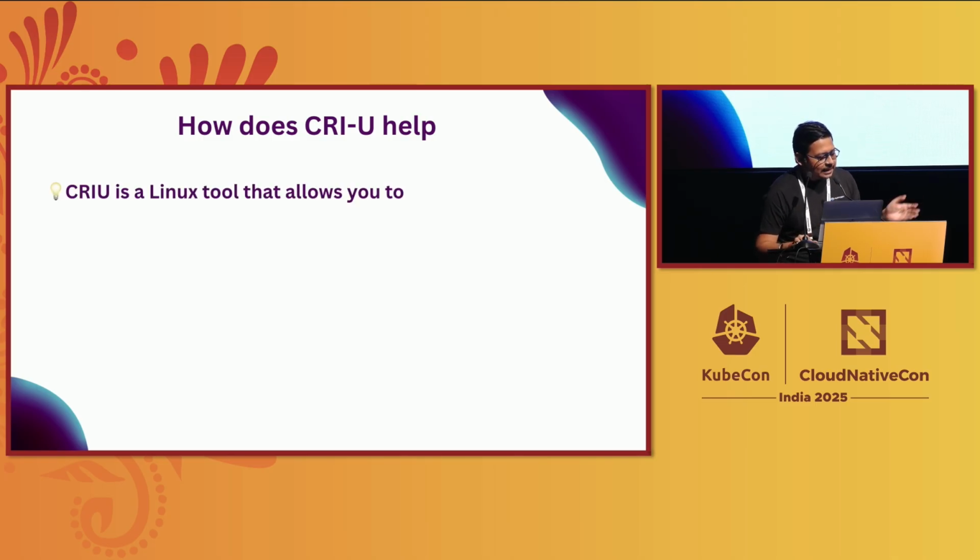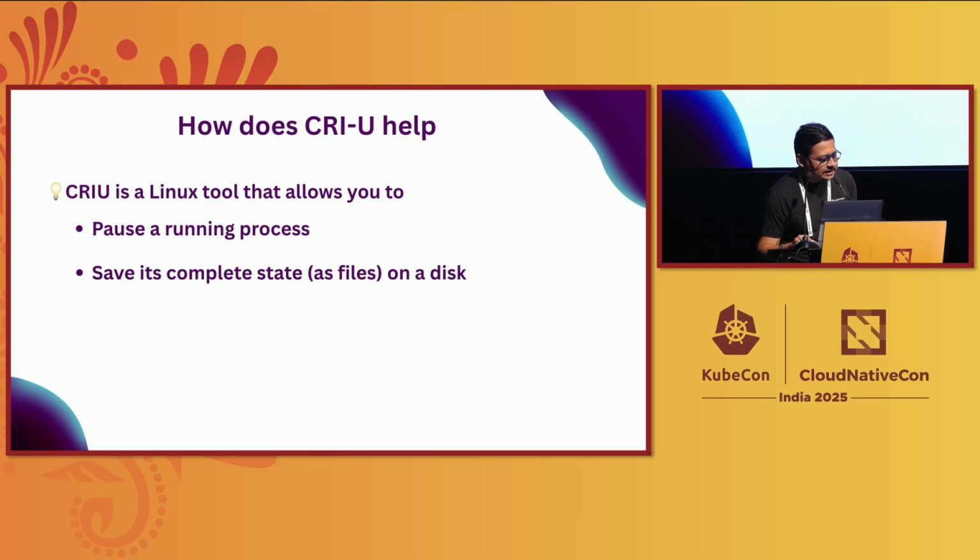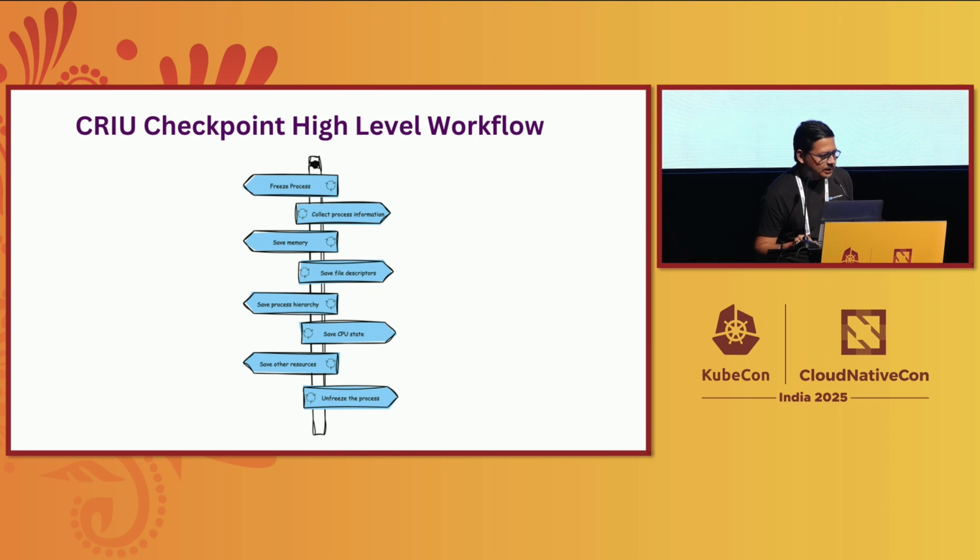So CRIU is again a Linux tool. Basically it does three things. Pause a currently running process, save its complete state onto a disk, and then restore it later at any point of time on a different host wherever you need. So this is the simplest way we can explain it.